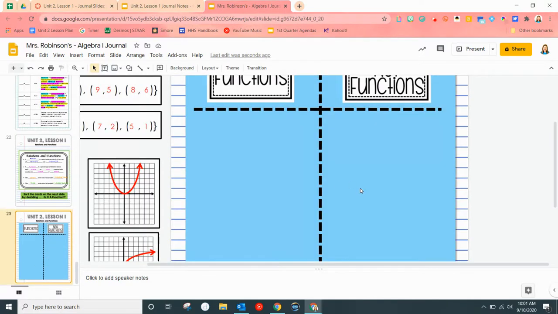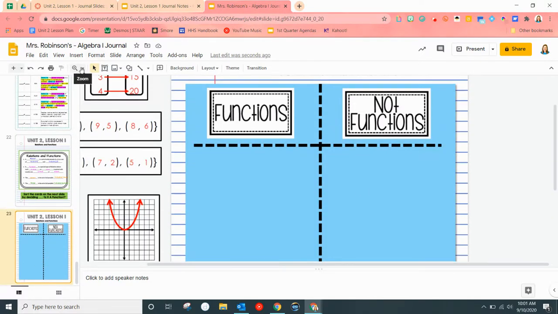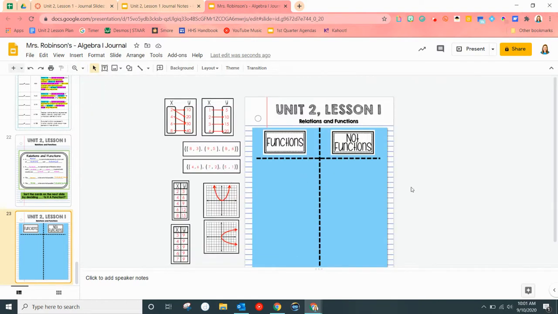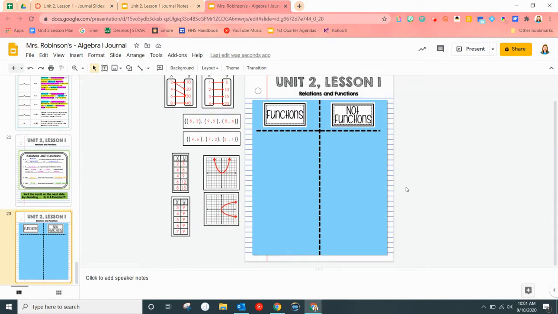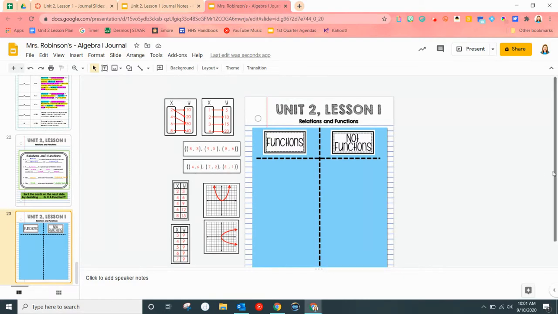So what I want to do right now is review. Let me see if we can still see this. We can. So I want to sort. Over here, we have some relations. All of these are relations. They're examples of sets of ordered pairs. That's what relations are, inputs and outputs, x's and y's. So I want to decide, is it a function or is it not a function? Let's review some things that you did already learn.